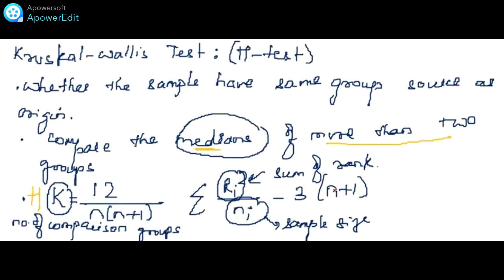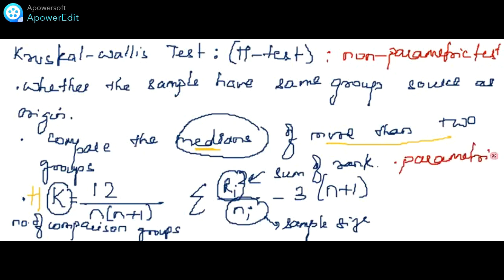One more thing I would like to add, that this Kruskal-Wallis test is the non-parametric test. So if you remember, in case of parametric data, when we were comparing more than two groups, what was the parametric approach? What is the parametric counterpart of the Kruskal-Wallis test? I think you can answer it. It will be ANOVA.